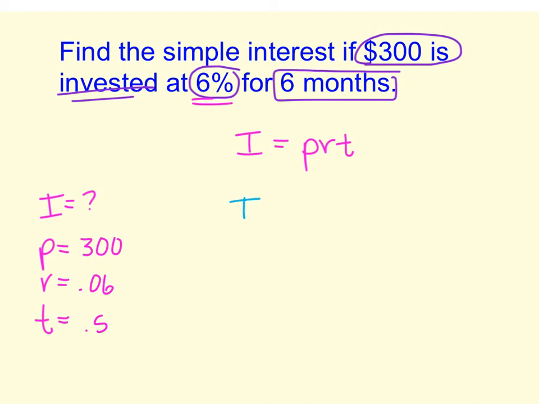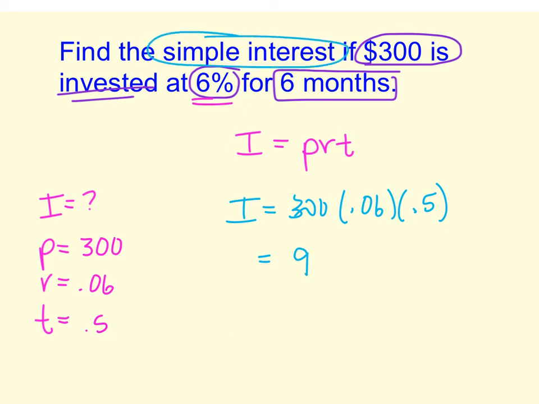Then we just go ahead and plug the numbers in. P is 300. The R is 0.06 and the time is 0.5 for half of a year. Then you grab your calculator, 300 times 0.06 times 0.5, and you get 9. So anytime you guys are finding simple interest, that is going to be a dollar amount. So after 6 months, we have earned $9 in simple interest.